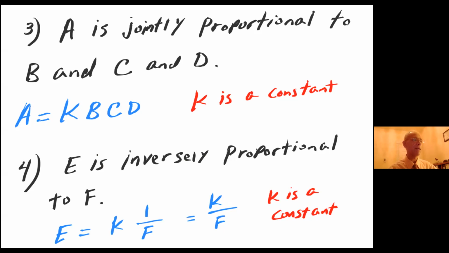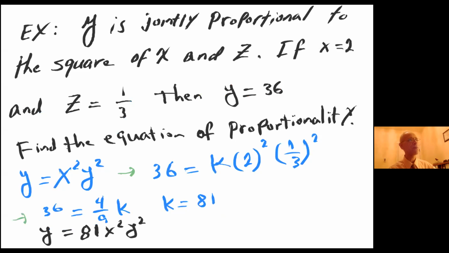Number 4, E is inversely proportional to F. Since it says inversely, then I have E equals K times 1 over F, or K divided by F. And K is a constant. Let's go to the next page.